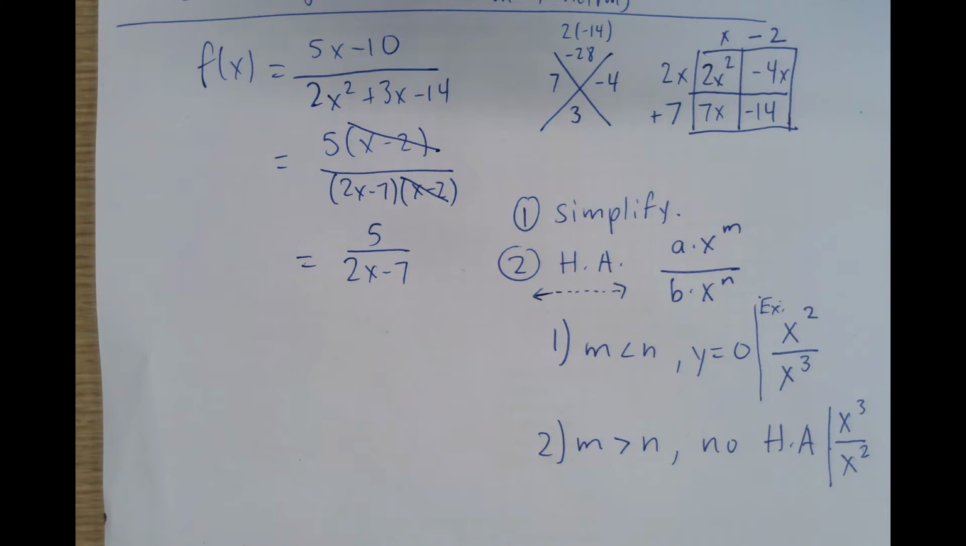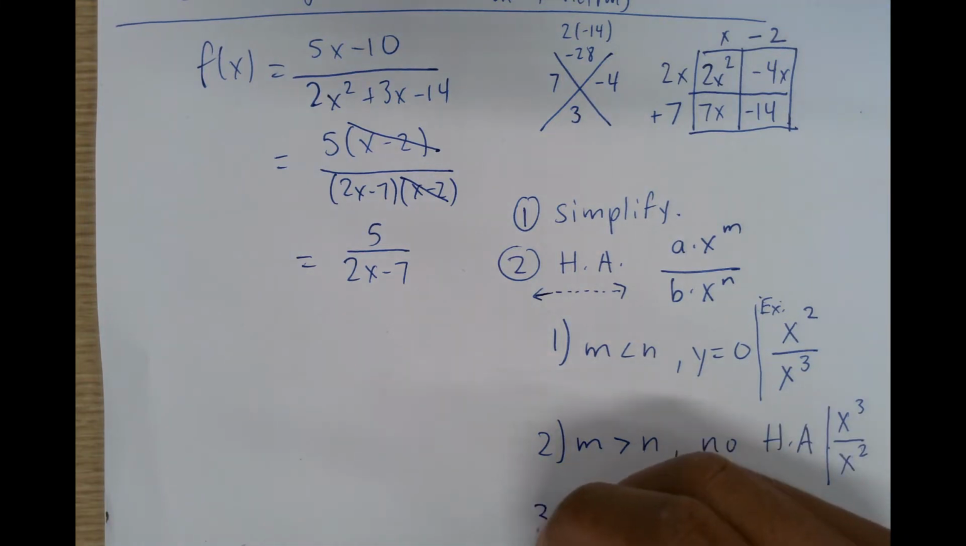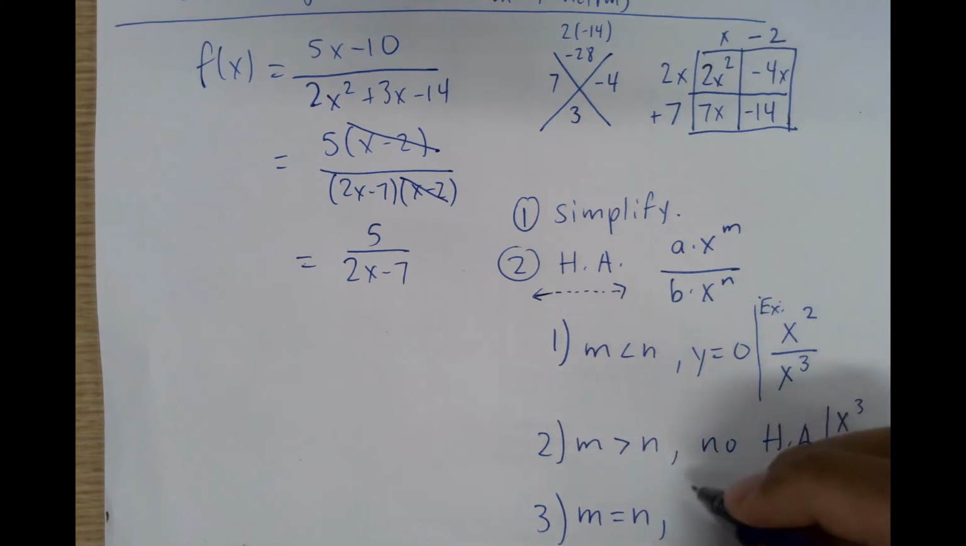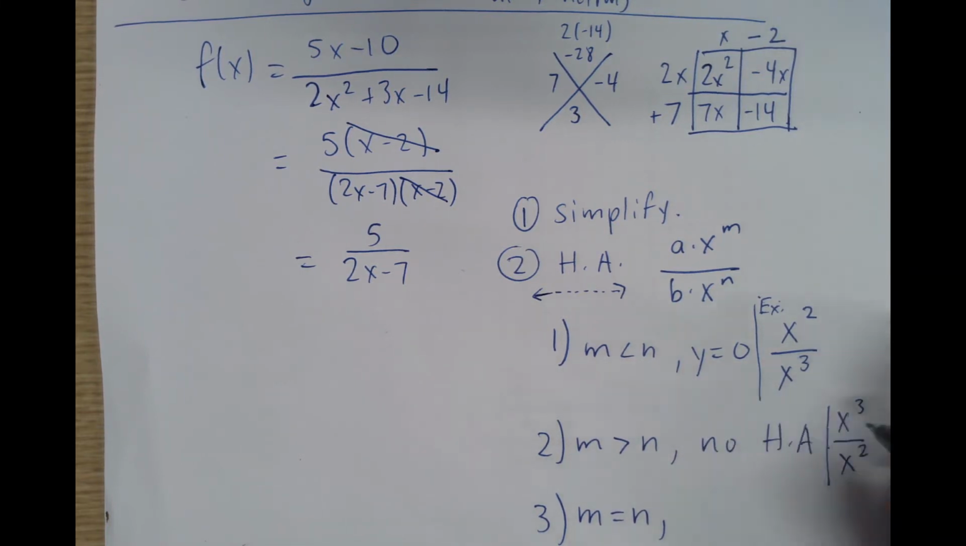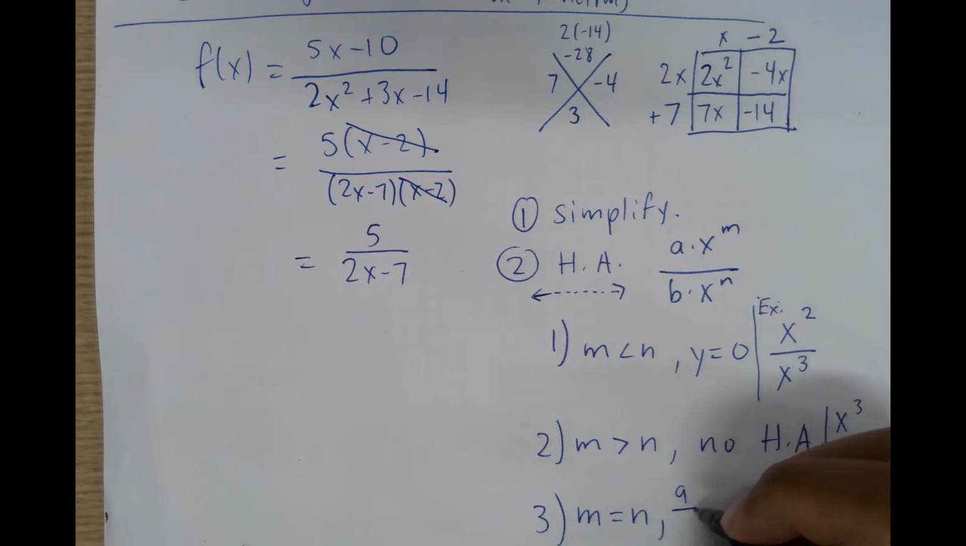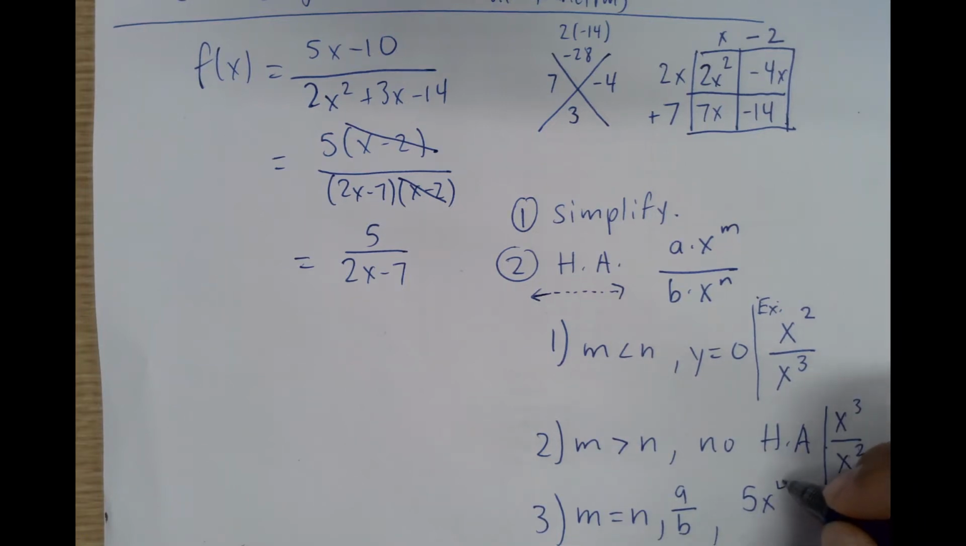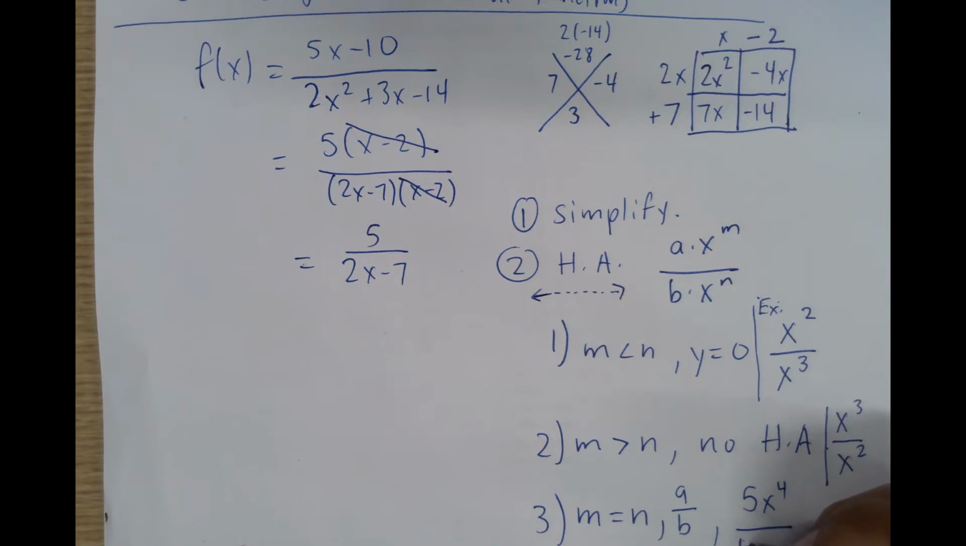The third and final scenario is where the exponents are equal. Then it will be a over b. So as an example, if we have 5x to the fourth power over, let's just say, 4x to the fourth, then your horizontal asymptote would be y is equal to 5/4.